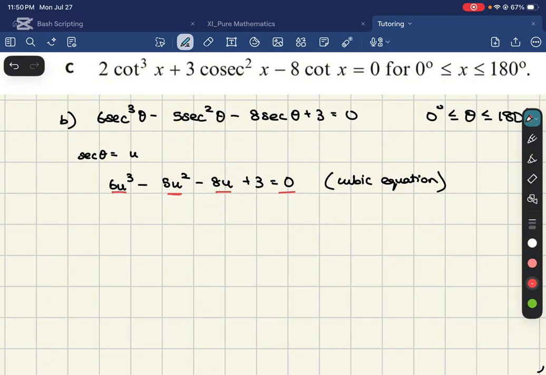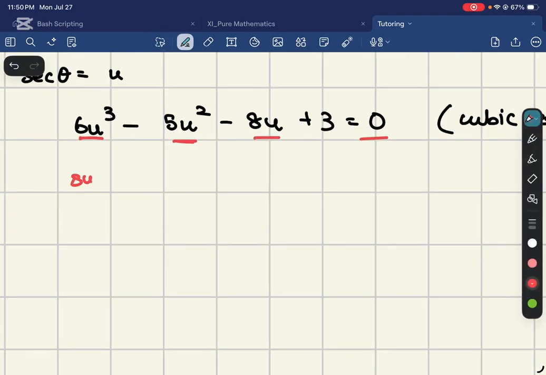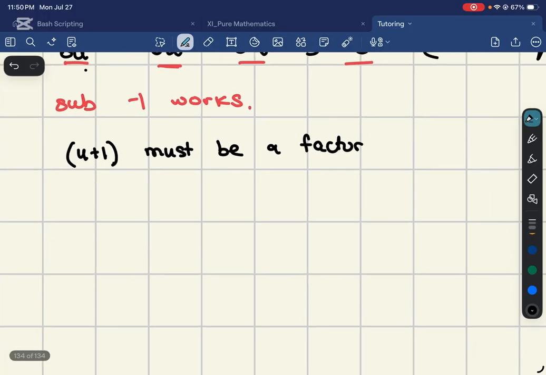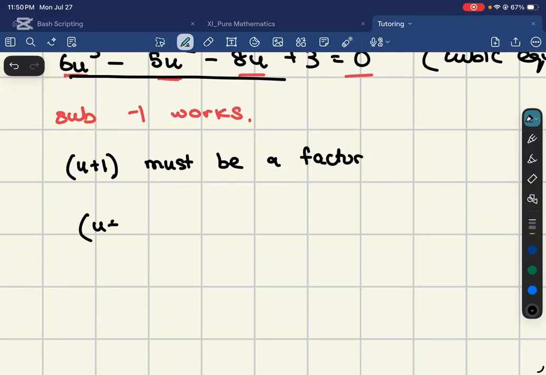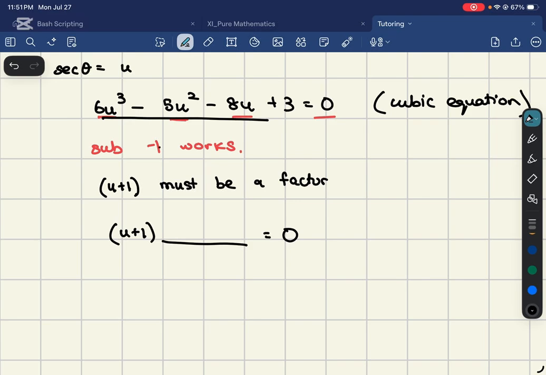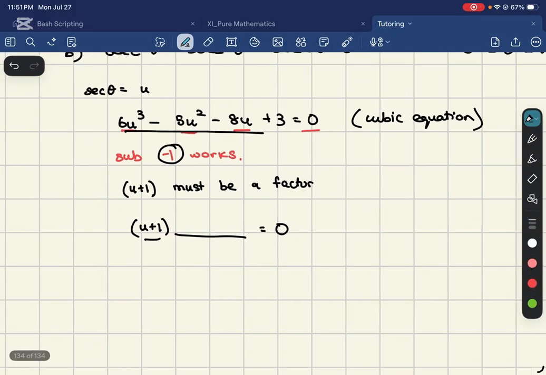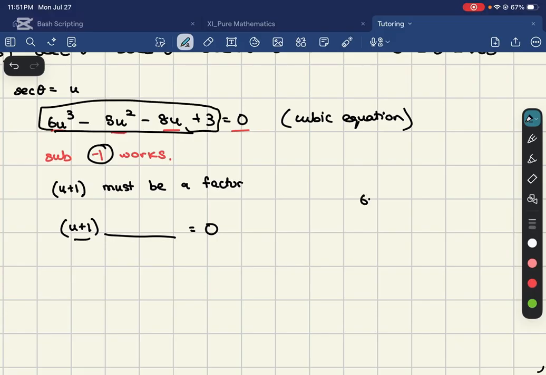So now that I know that subbing in negative 1 works, here's what it means. If putting negative 1 into this function gives me 0, then u plus 1 must be a factor. So what I'm saying is that this expression can be written as u plus 1 times something equals to 0. Why? Because if putting in negative 1 here gives me 0, then we're looking for this other polynomial term. So how do we find that? Well, we take this whole equation and we divide it by this factor that we just found, u plus 1.